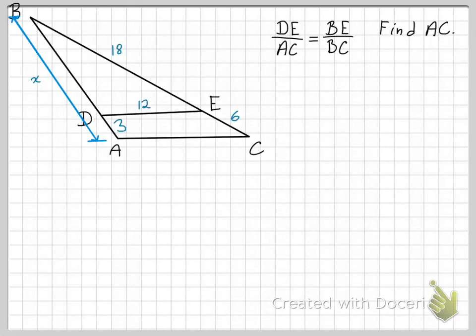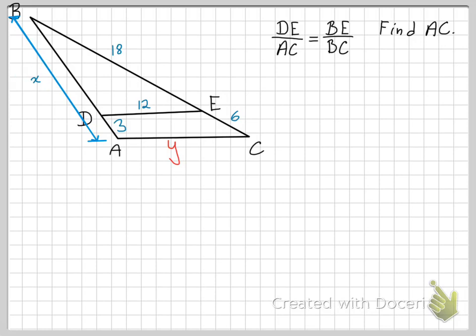Moving right along, what happens if we have the same diagram, but now we're given that DE over AC is equal to BE over BC, and it's our job to find AC, to find this length. I'm going to call that y, using a different variable so as not to confuse it with that.